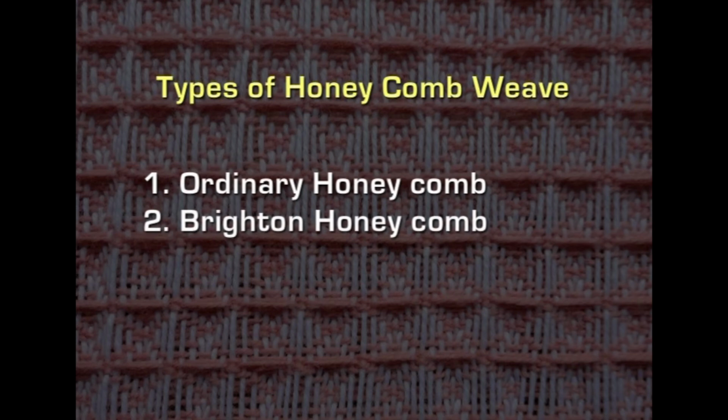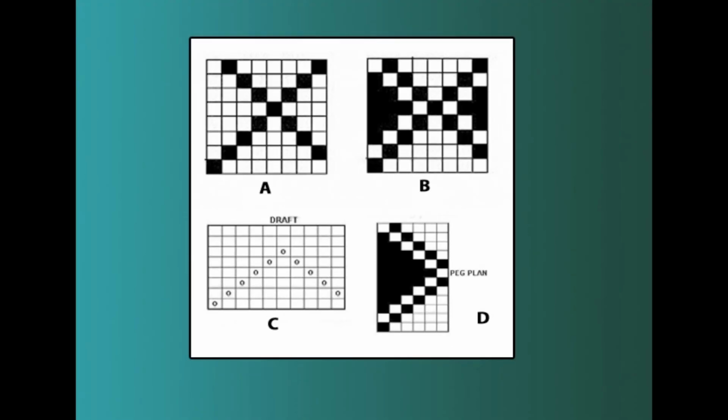One is the ordinary honeycomb and another one is the Brighton honeycomb. When we take the ordinary honeycomb, it is constructed by a 1/4 twill, starting maybe in the bottom left hand corner, then a similar one running in the opposite direction and starting one square in or one square down from the top left hand corner, so that there will be a clean intersection of the two lines.